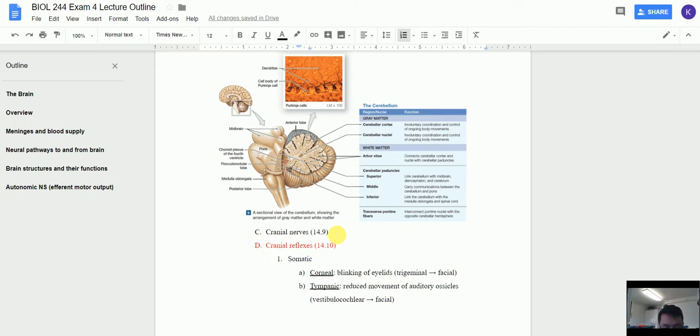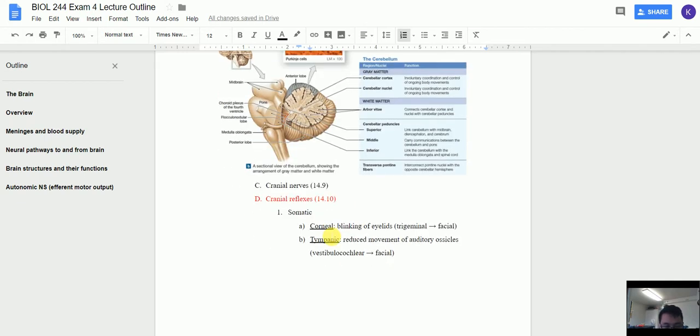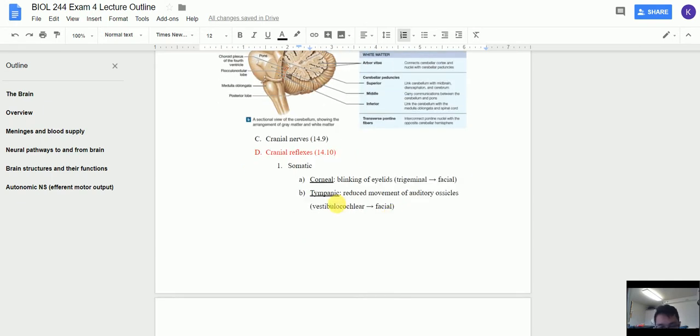Okay, the cranial nerves. And then there are the cranial reflexes, somatic. Somatic reflexes include corneal, blinking of eyelids, trigeminal to facial. Tympanic is reduced movement of auditory ossicles, vestibulocochlear to facial.